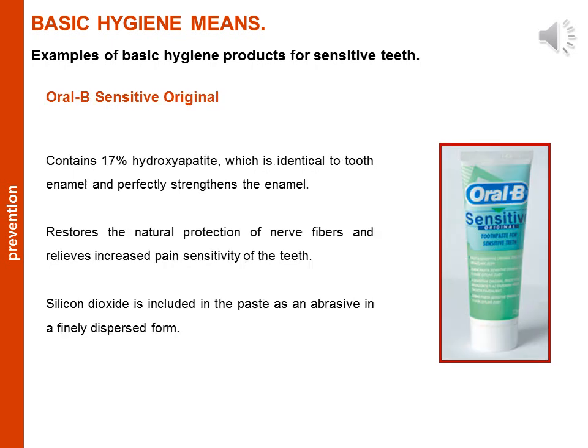Oral-B sensitive original contains 17% hydroxyapatite, which is identical to tooth enamel and perfectly strengthens the enamel, restores the natural protection of nerve fibers, and relieves increased pain sensitivity of the teeth. Silicon dioxide is included in the paste as an abrasive in a finely dispersed form.